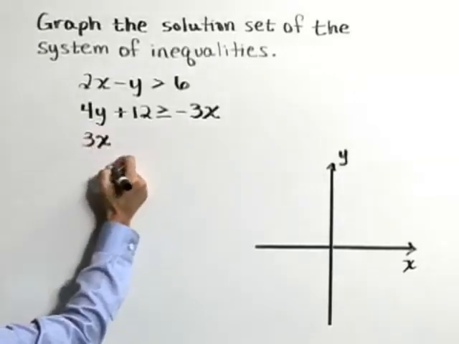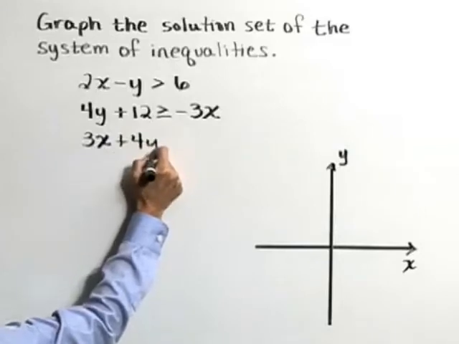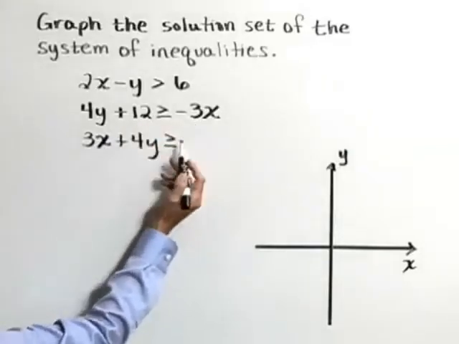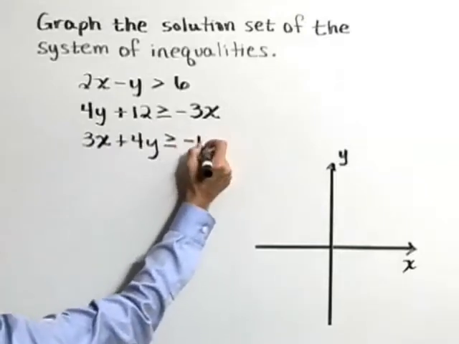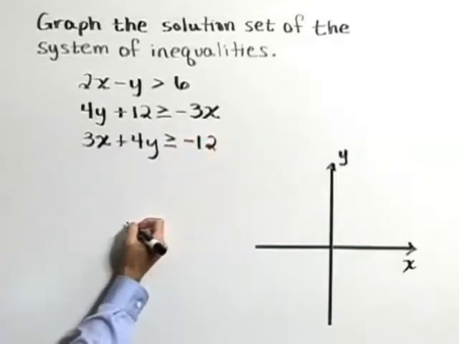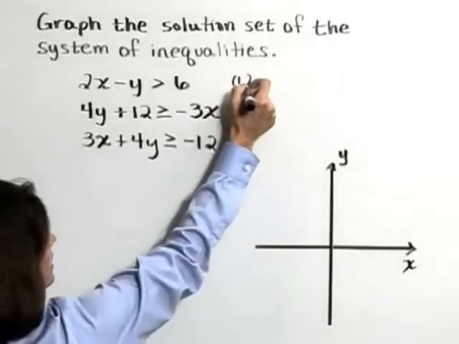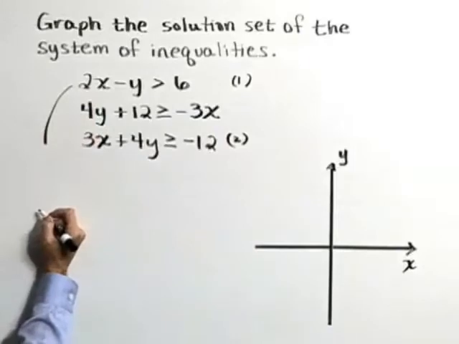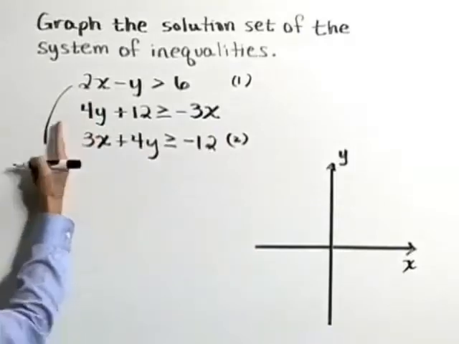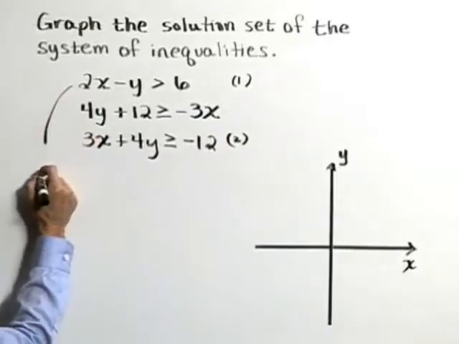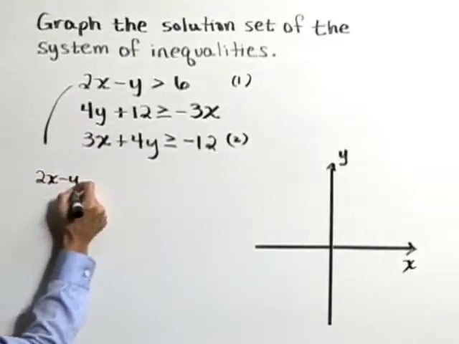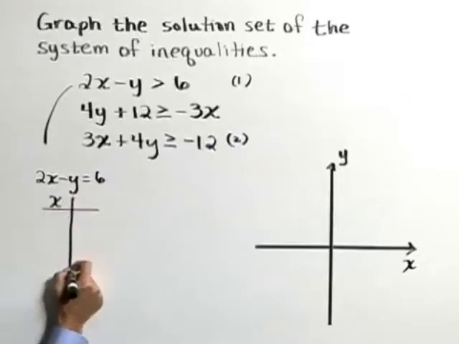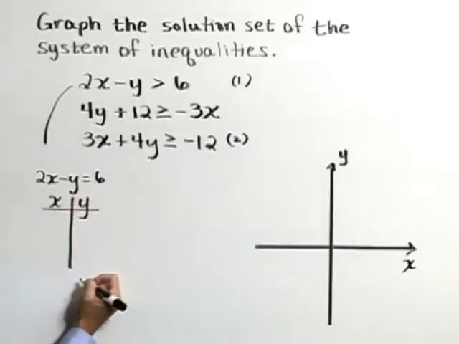So it becomes 3x plus 4y is greater than or equal to, now let's subtract the 12 from both sides. That makes that a negative 12. So we've got our two inequalities here, numbers 1 and 2. Let's start by graphing the boundary lines for each of these. So for the first inequality, the boundary line is 2x minus y is equal to 6. Let's use a t-table to generate points on this line.